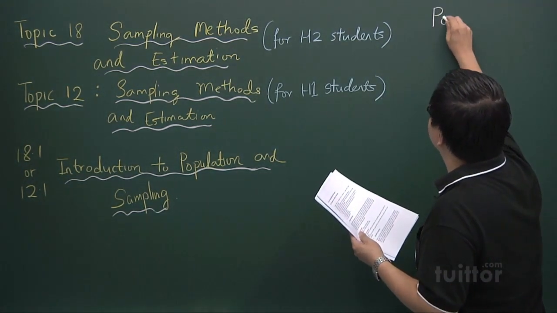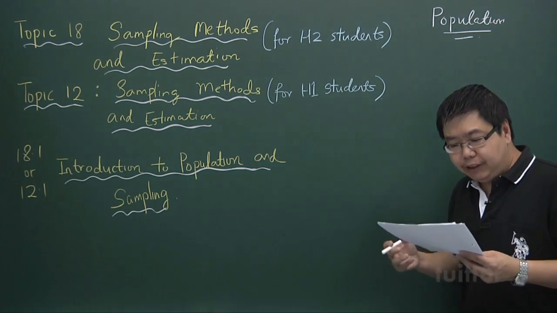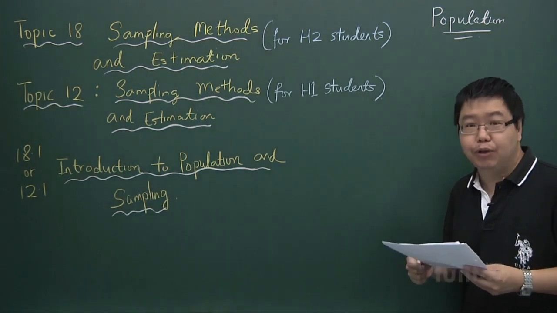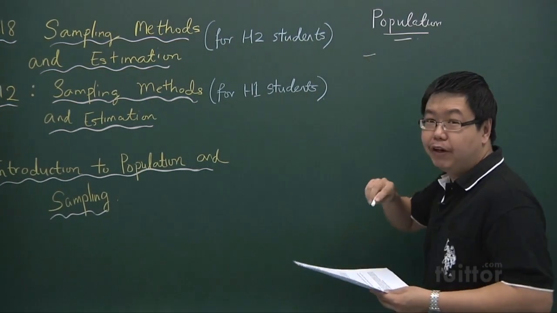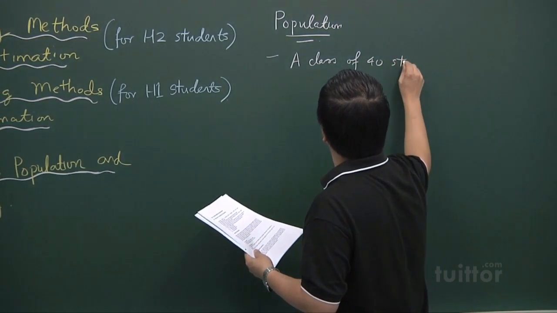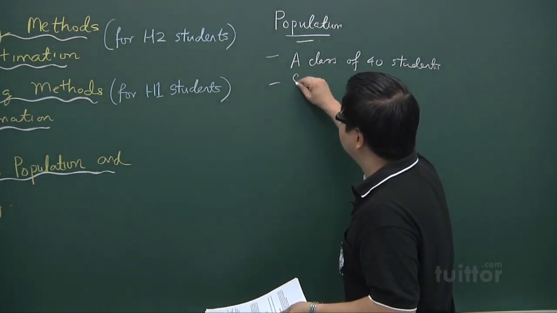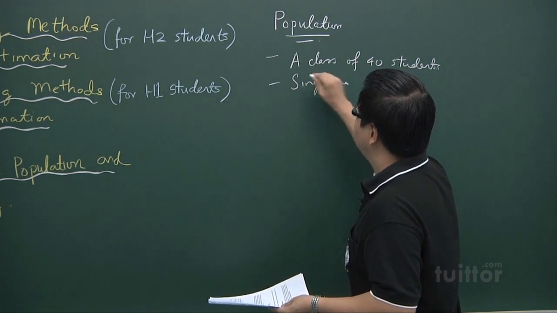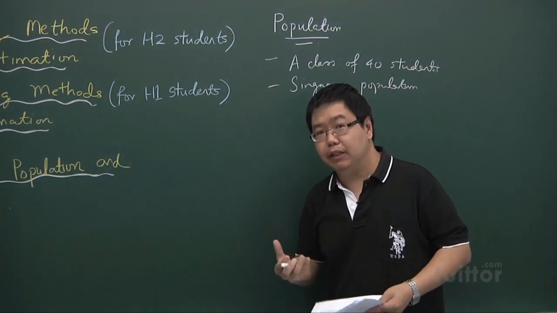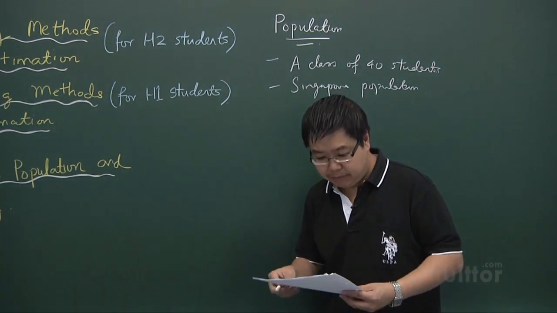The first important term is this thing called population. Now, what is population? Population refers to a particular group of people or items from which the information is required. For example, the population could be referring to a class of 40 students. Or it could also be referring to the entire Singapore population. So population can be as small as only a few people, or it can be as large as really 10,000, 100,000 or millions of people.